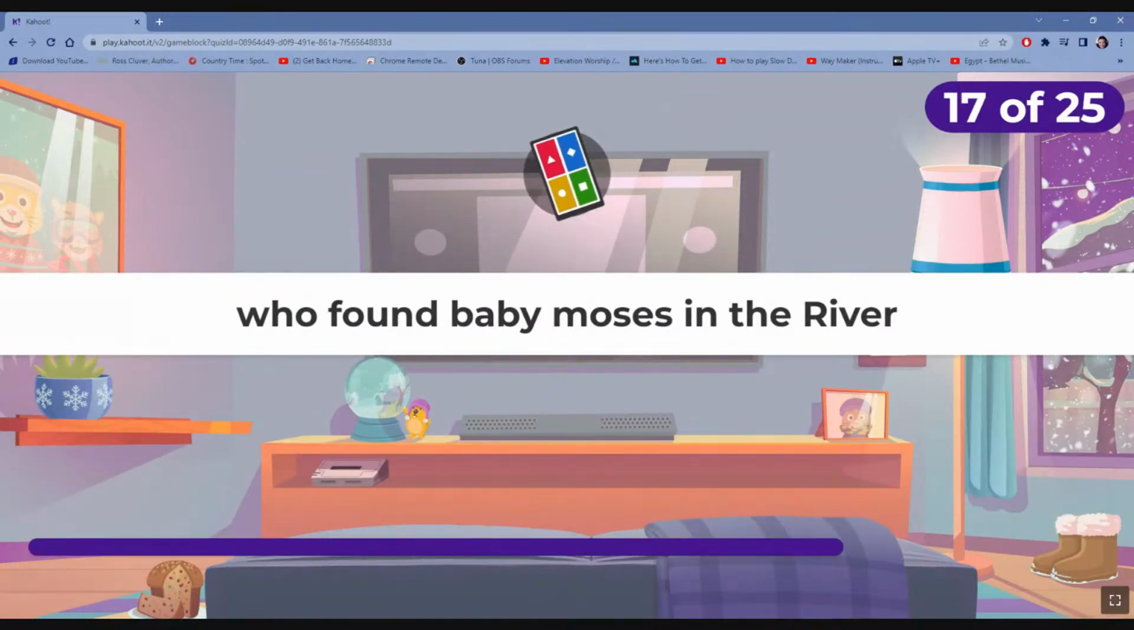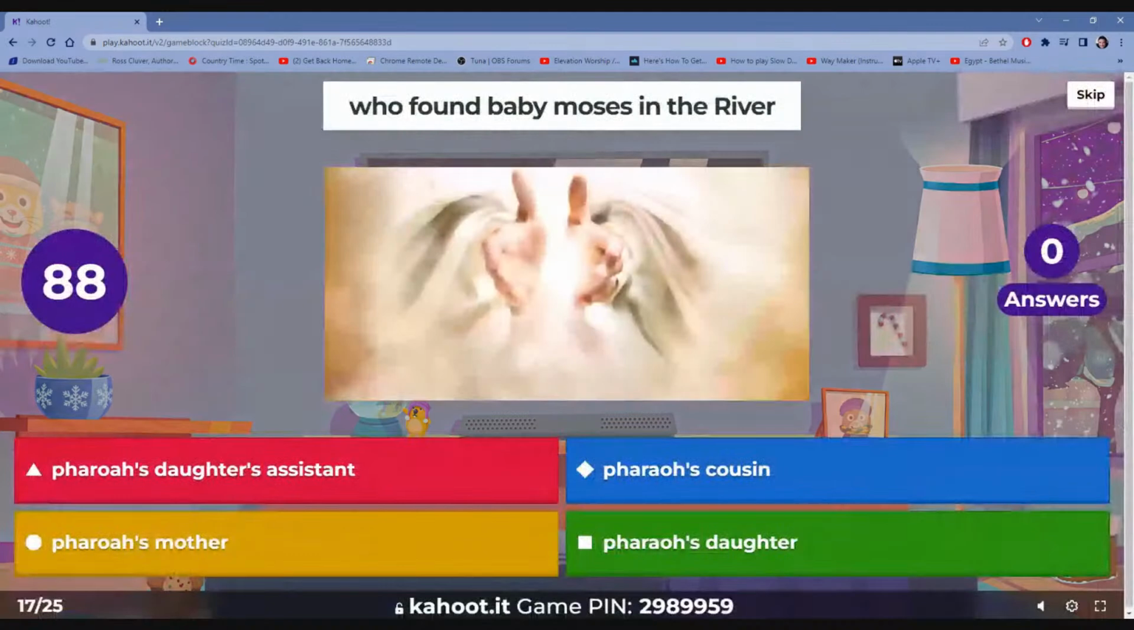Who found baby Moses in the river? Red, Pharaoh's daughter's assistant. Blue, Pharaoh's cousin. Gold, Pharaoh's mother. Or green, Pharaoh's daughter. Who found baby Moses in the river? Red, Pharaoh's daughter's assistant. Blue, Pharaoh's cousin. Gold, Pharaoh's mother. Or green, Pharaoh's daughter.